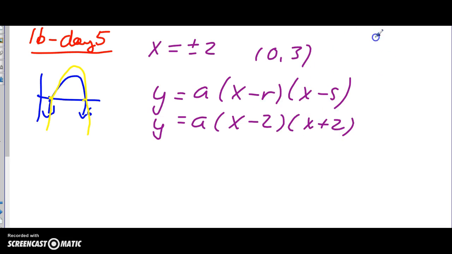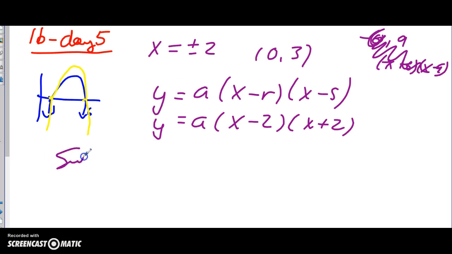For example, if my zeros were negative 6 and 9, then I'd have (x plus 6)(x minus 9). Minus becomes a plus, plus becomes a minus. But I'm doing this one here. So that's great, I've subbed that in.